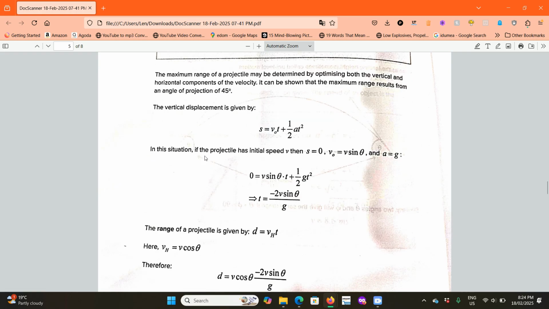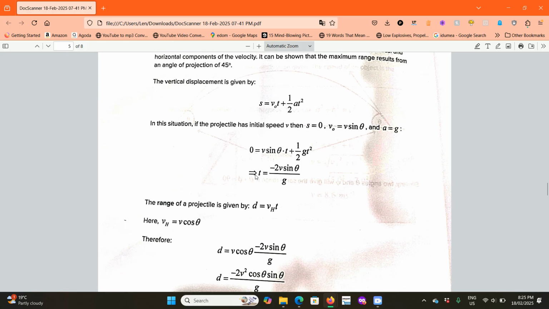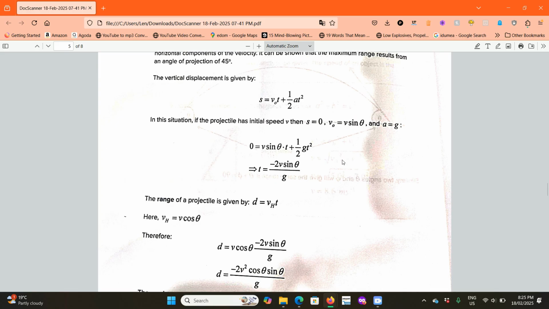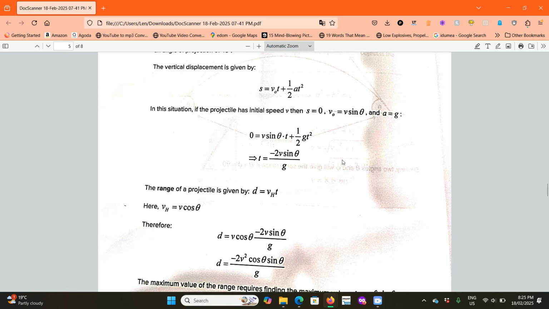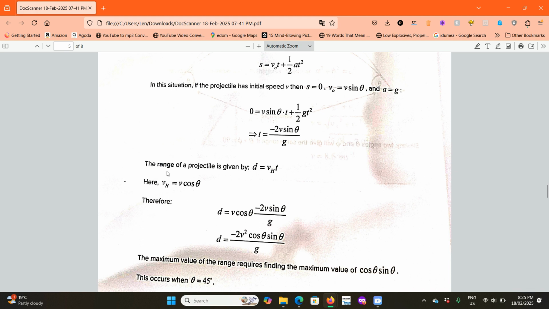Okay? So this is the formula for vertical displacement. Okay. In this situation, projectile has initial speed v, then displacement is 0, v naught is v sine theta, and acceleration is gravity. Okay, so we have this formula, we arrange it to get t. Okay, the range, so this is a proof, before I continue, this is a proof for determining the best angle. So if you ask the question like, prove that 45 degrees is the best angle to launch things at, it won't be worded like that, but that's basically what the question is asking. Okay, and you have the range, and the range of a projectile is given by this.